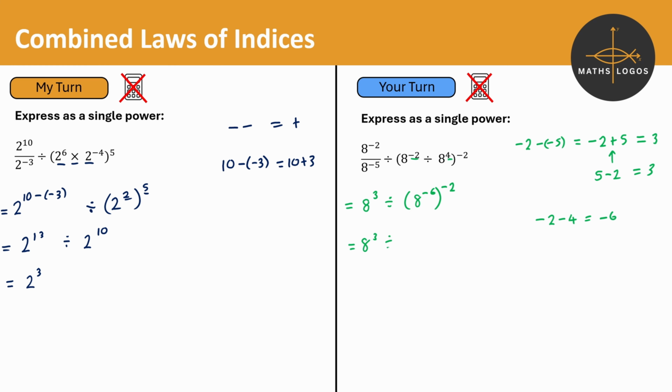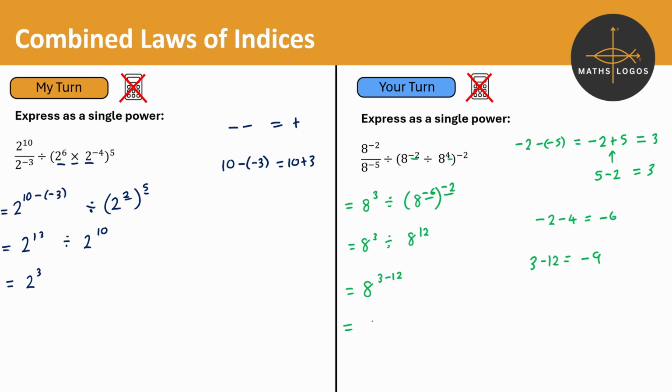And then I'm dividing by 8 to the power of negative 6 all to the power of negative 2. Multiply your indices together. I've got a negative multiplied by a negative, so my result's positive. Negative 6 multiplied by negative 2 is positive 12, like this. All right, from here, I need to subtract my indices. 3 subtract 12. My answer is going to be 8 to the power of 3 subtract 12. Well, 3 subtract 12 is going to be equal to negative 9.